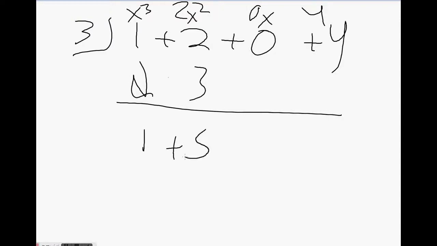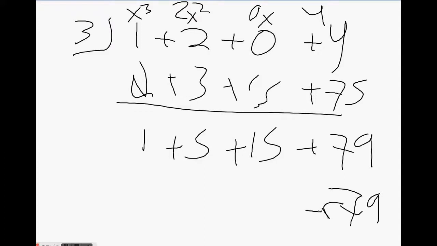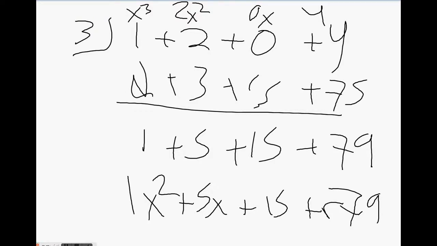3 times 1 is 3. 2 plus 3 is 5. 3 times 5 is 15. 0 plus 15 is positive 15. 3 times 15 is positive 45. 4 plus 45 is 49. Alright, so our remainder is 49, with the quotient x squared plus 5x plus 15. There you go.